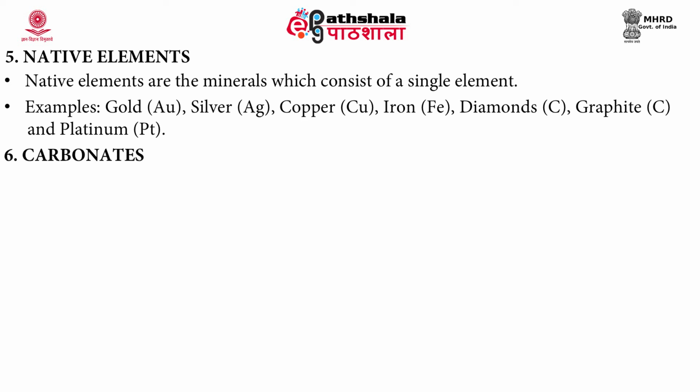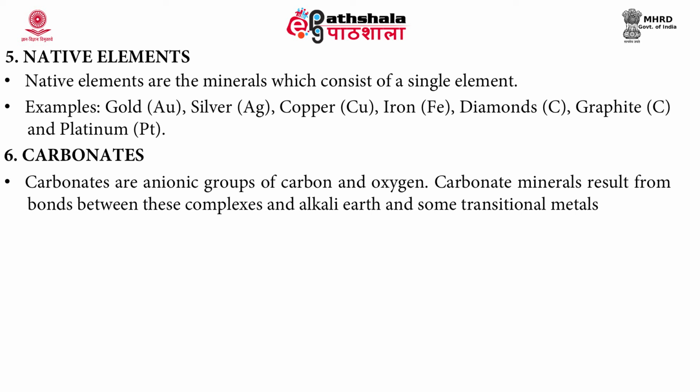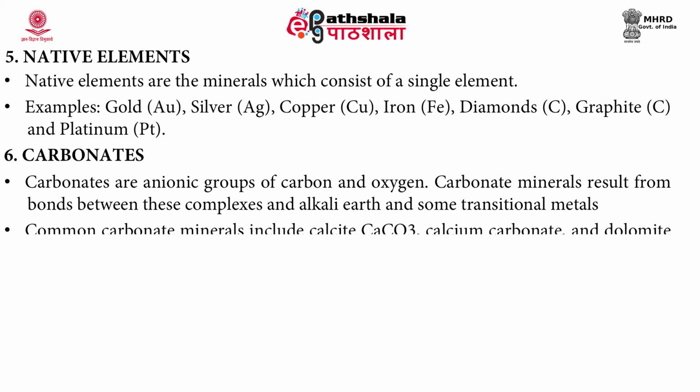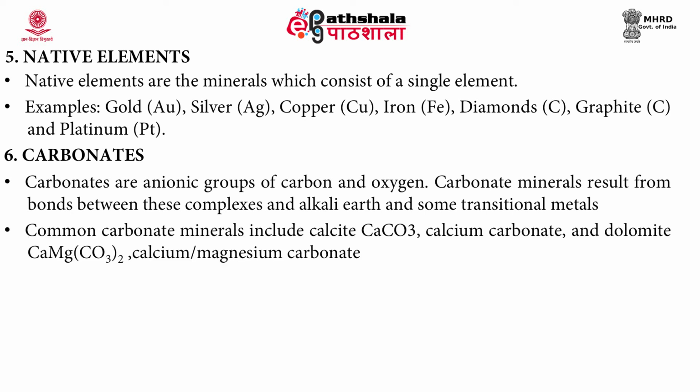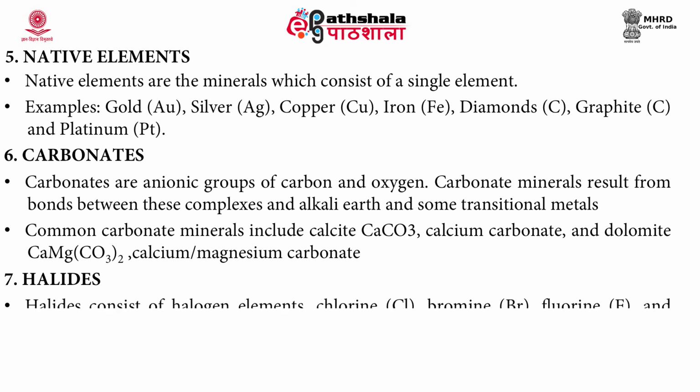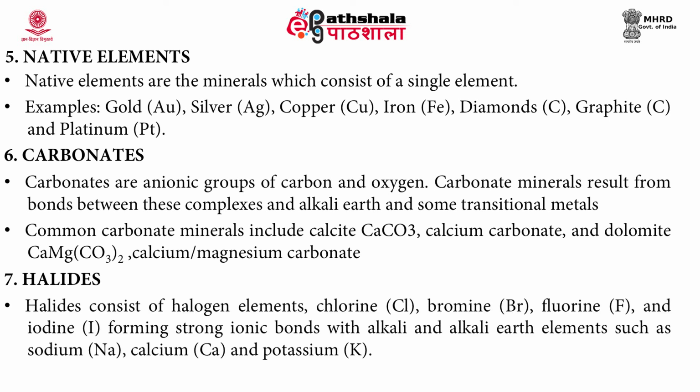Next is carbonates. Carbonates are anionic groups of carbon and oxygen. Carbonate minerals result from bonds between these complexes and alkaline earth and some transition metals. Common carbonate minerals include calcite, calcium carbonate, and dolomite, calcium magnesium carbonate. Next is halides. Halides consist of the halogen elements chlorine, bromine, fluorine and iodine forming strong ionic bonds with alkali and alkaline earth elements such as sodium, calcium and potassium. Examples include halite and fluorite.